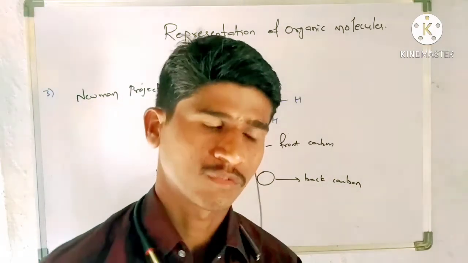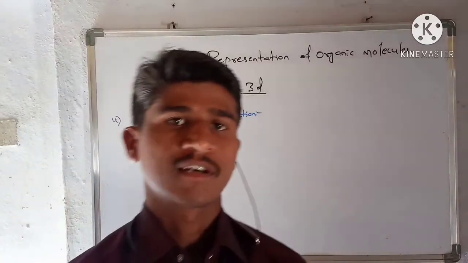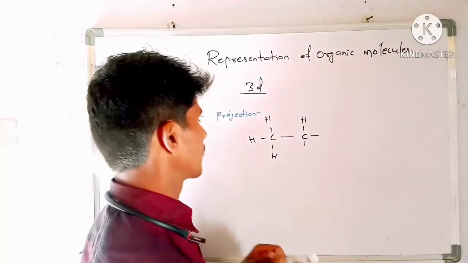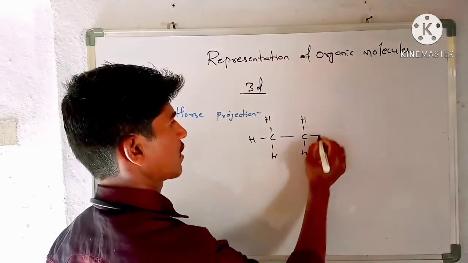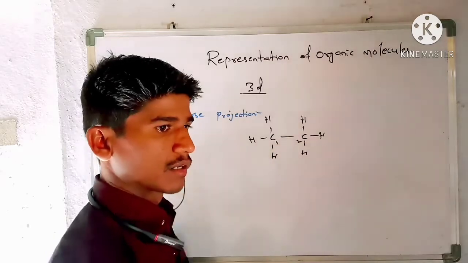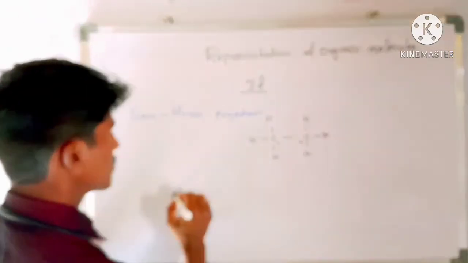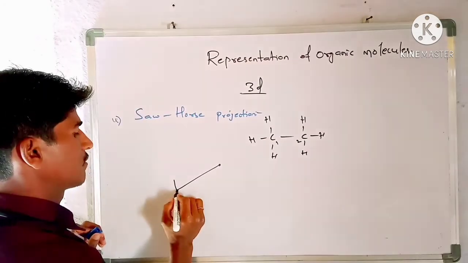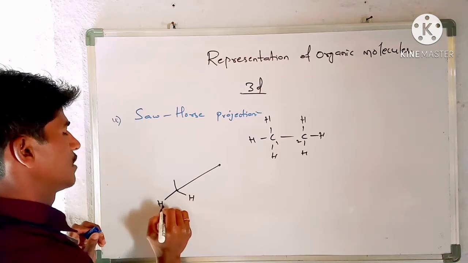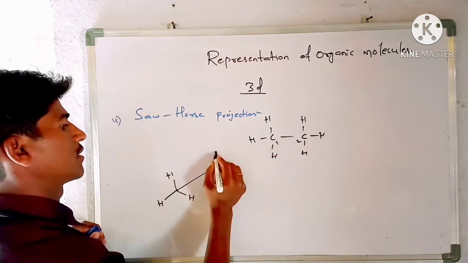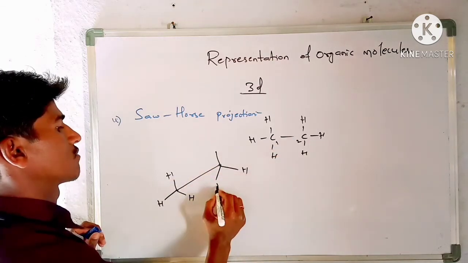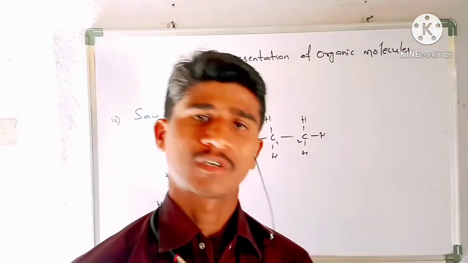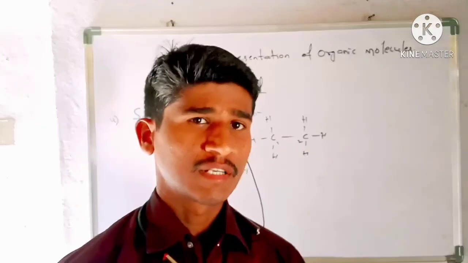The next one is Sawhorse also. So the fourth one is Sawhorse projection formula. Let us take an example, that is ethane. Here the first carbon has 3 hydrogens, the second carbon also has 3 hydrogens. Now these two carbons are arranged diagonally to observe all the hydrogens. This is the first carbon which has 3 hydrogens, 1, 2, 3. This is the second carbon, which also has 3 hydrogens, 1, 2, 3. So this is Sawhorse. About the Sawhorse projection, Fischer projection as well as Newman and wedge projections, we will discuss in stereochemistry.